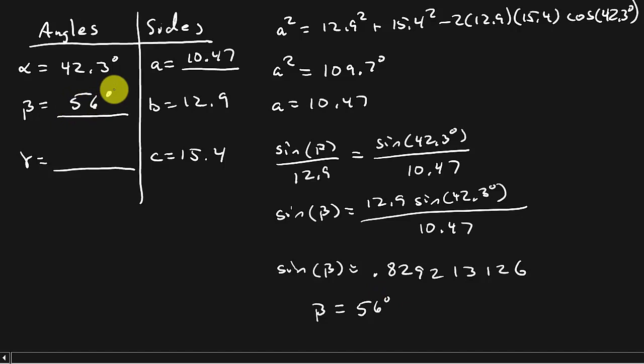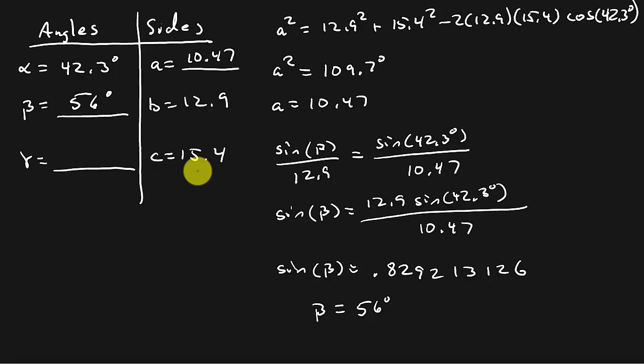Now, I know what you're probably thinking. Well, how do I know beta is between 0 and 90? How do I know it's not between 90 and 180? Well, I know it's not. And why is that? Because gamma is the largest angle in the triangle, right? Because it's opposite the longest side. You see that?